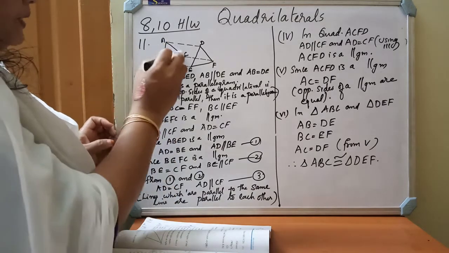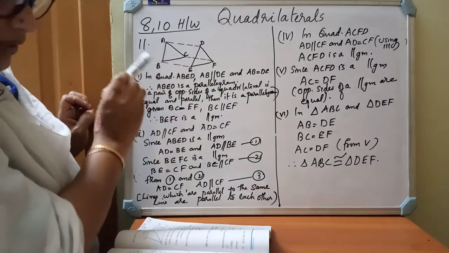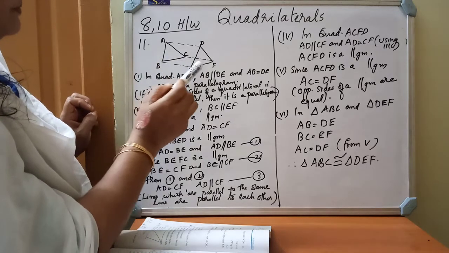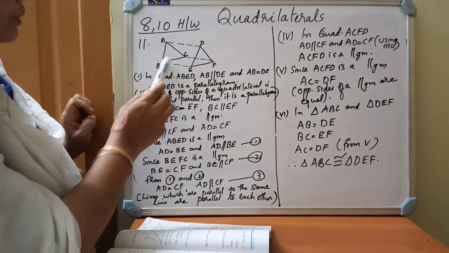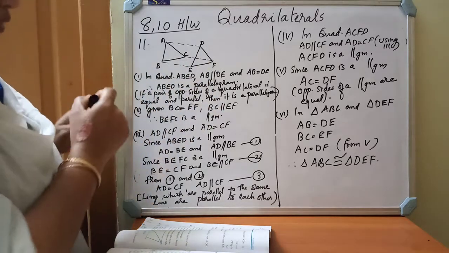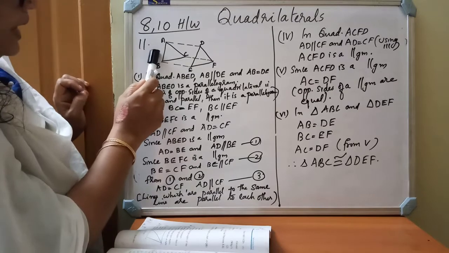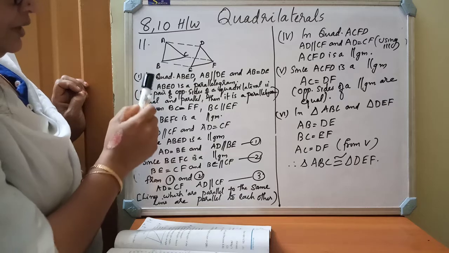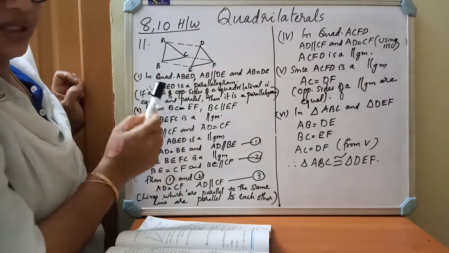In triangle ABC and DEF, AB equal to DE and AB parallel to DE. BC equal to EF and BC parallel to EF. So they are given that in these two triangles AB is parallel to DE and AB is equal to DE.